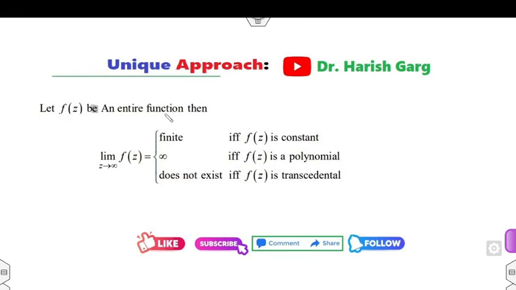The last concept is if you have an entire function, that is an analytic function, then the limit will be infinity if it is a polynomial. If it is finite, then it's a constant. If it does not exist, then we call it a transcendental function.